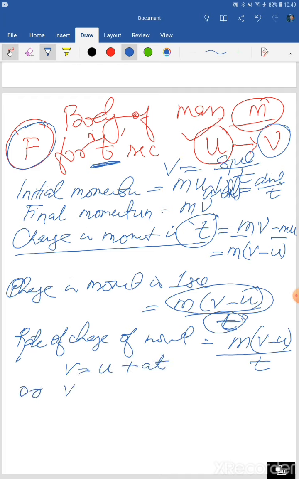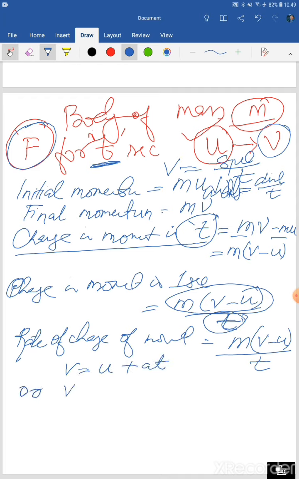Now I will convert this proportionality sign. This sign is called the proportionality sign. When I change this proportionality sign into an equal to sign, I have to add a constant. So here I add a constant k, and I get F equals k m a. So k is a proportionality constant. Are you getting my point?